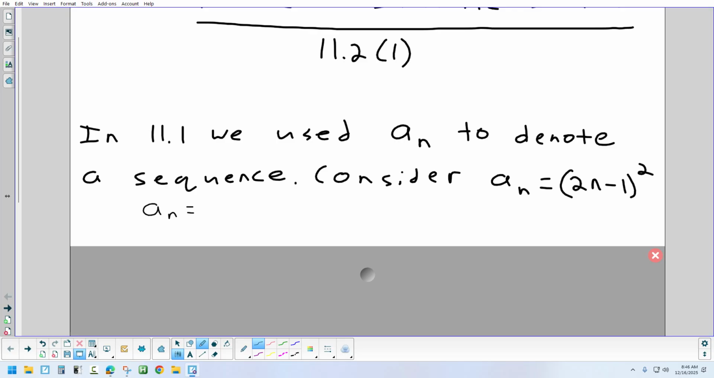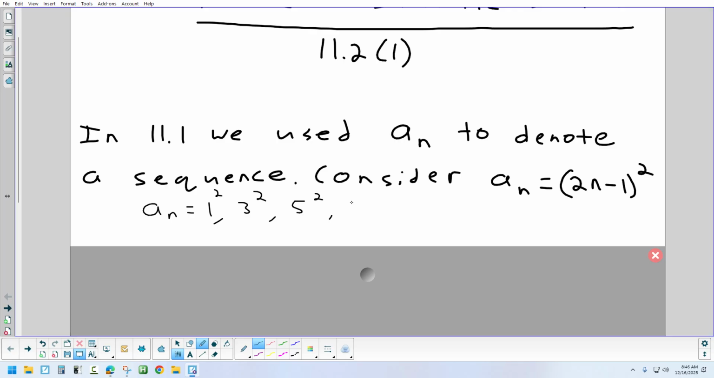If we plug in 1, what's 2 times 1? 2 minus 1. And then if you square it, 1. So that's the first term. If we plug in 2, 2 times 2 is 4, minus 1 is 3. And then what's 3 squared? 9. You know what, I'm just going to write it as 3 squared. It is 9, but let's leave it as 3 squared for now. The third term: 2 times 3 is 6, 6 minus 1 is 5 squared.